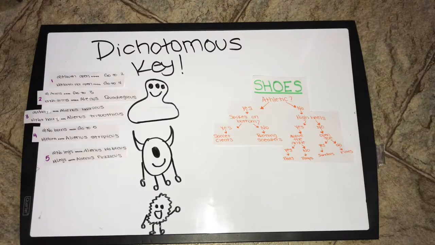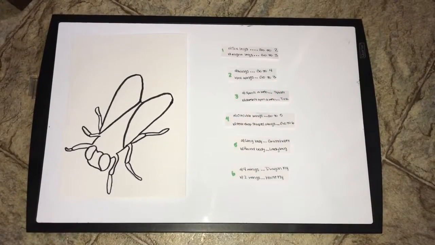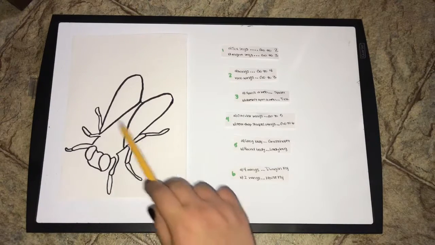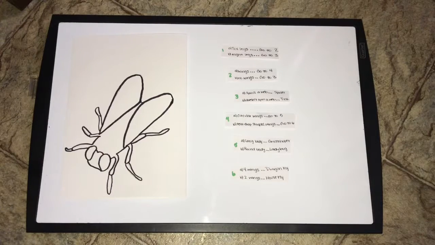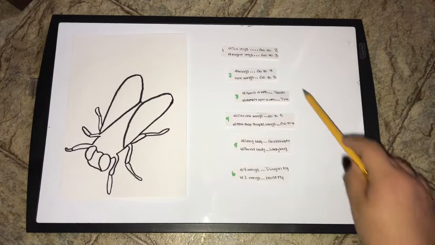So I will give you one more example, and then we'll be done. So let's say we are trying to find this species out, and the only way to figure it out is if we use a dichotomous key. So let's go through this step by step. Section 1 is asking if this species has 6 legs or 8 legs. Well, we can count. 1, 2, 3, 4, 5, 6. This species has 6 legs. So it's asking us to go to section 2.